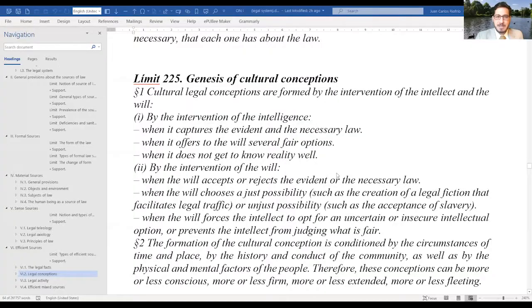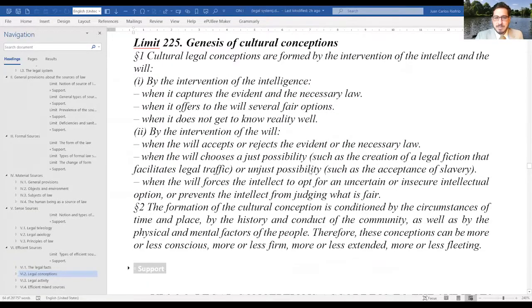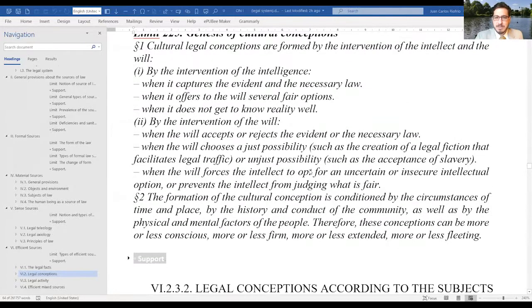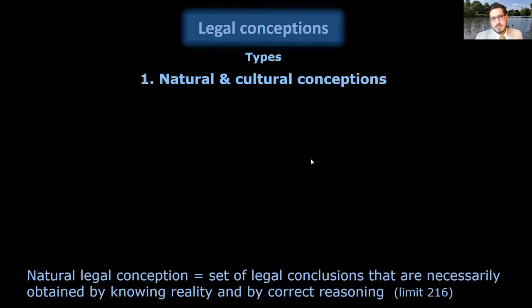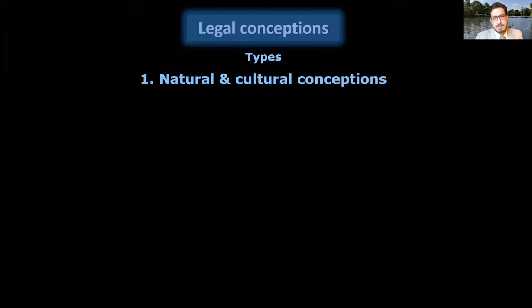Well, in any case, let's go ahead. I don't know if you have any question about this. I will go with another thing that will help more in your career. Probably it is the distinction between legal conceptions according to the subjects.